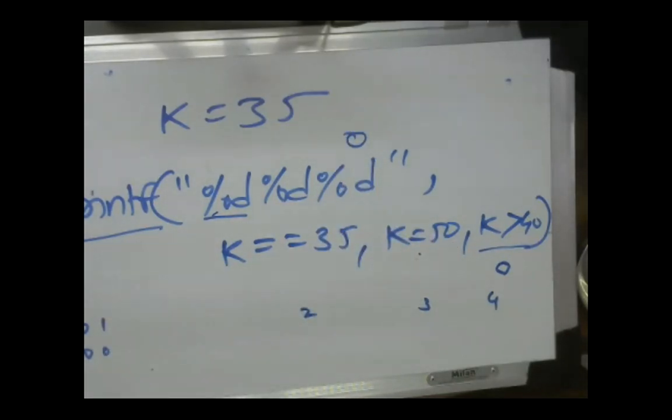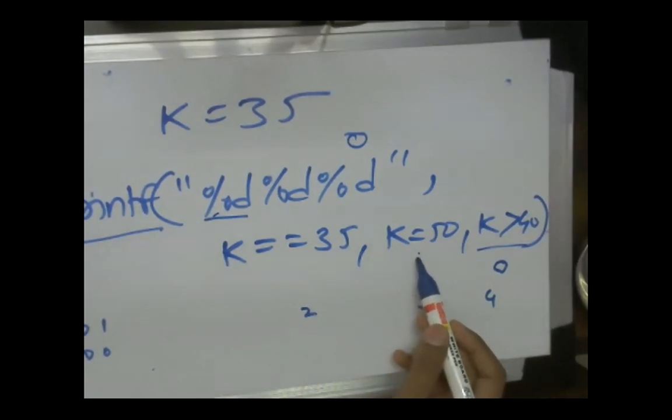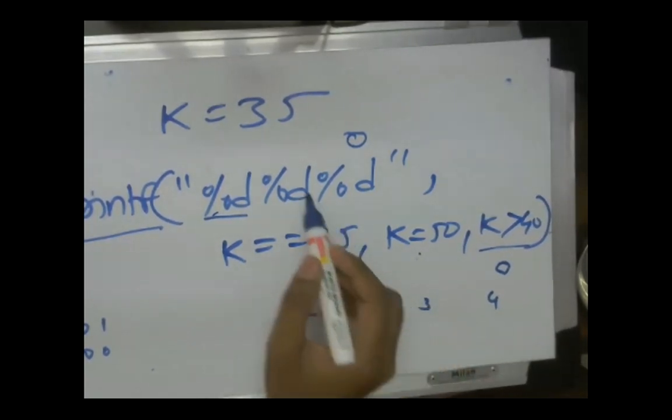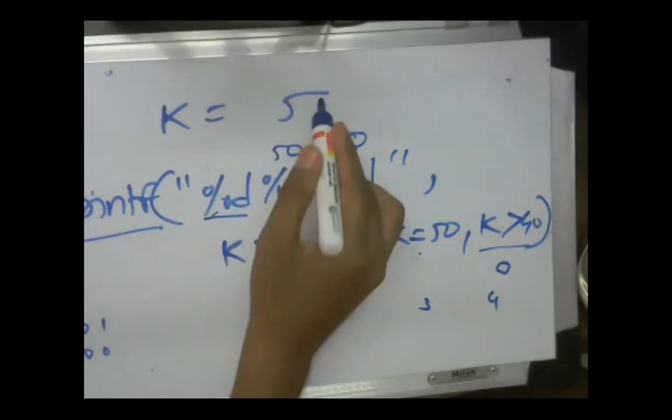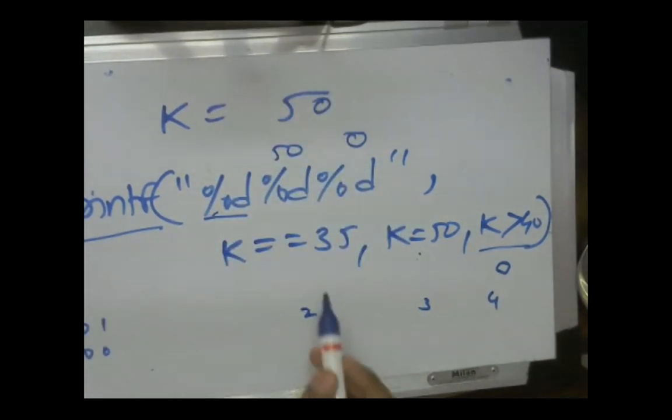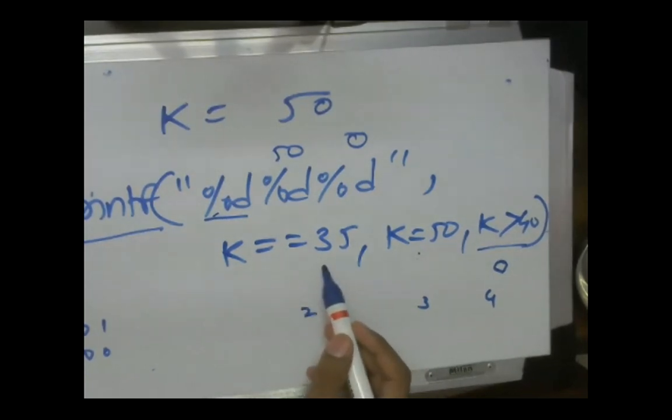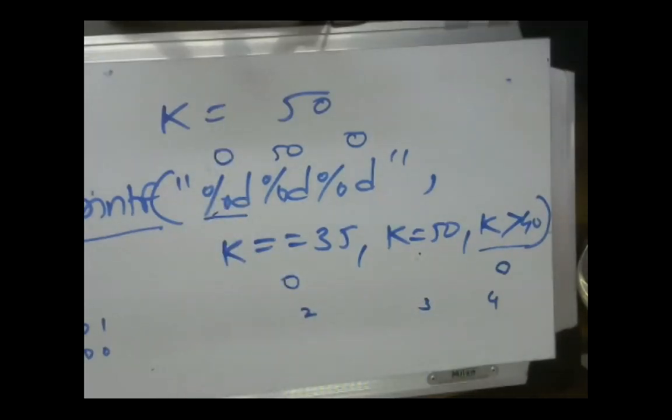Now the next one is k equal to 50. Obviously it is an assignment operator, so k becomes 50. Now here, k equal to 35. The condition is false, so it is 0. So your answer is 0, 50, 50 and 0. Got it? This has to be remembered.